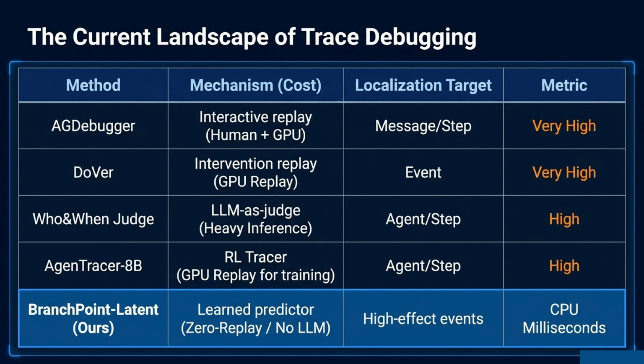If we look at the current landscape of trace debugging, existing methods fall short because of their high costs. Approaches like AgDebugger and Dover rely on GPU replay and come with a very high cost. Others, like the Who and When Judge and AgenTracer 8B, rely on heavy LLM inference or RL training, making them highly expensive as well. Enter our solution, BranchPoint-Latent. By using a learned predictor, it requires zero replay and no LLMs, completing its localization task in just CPU milliseconds.